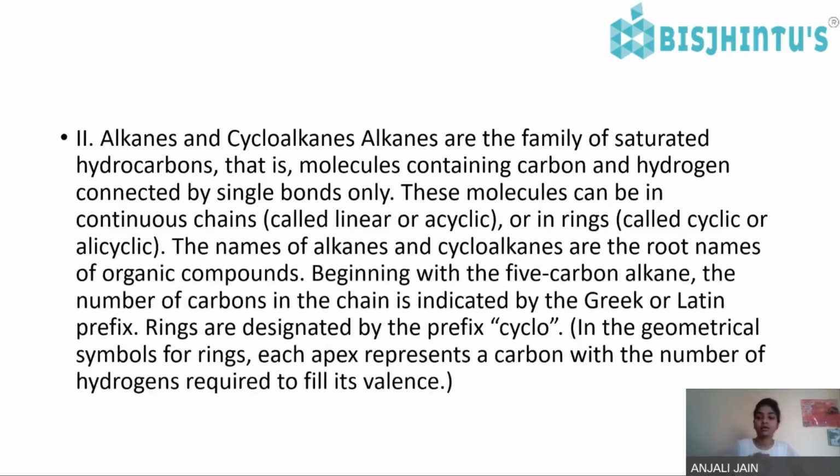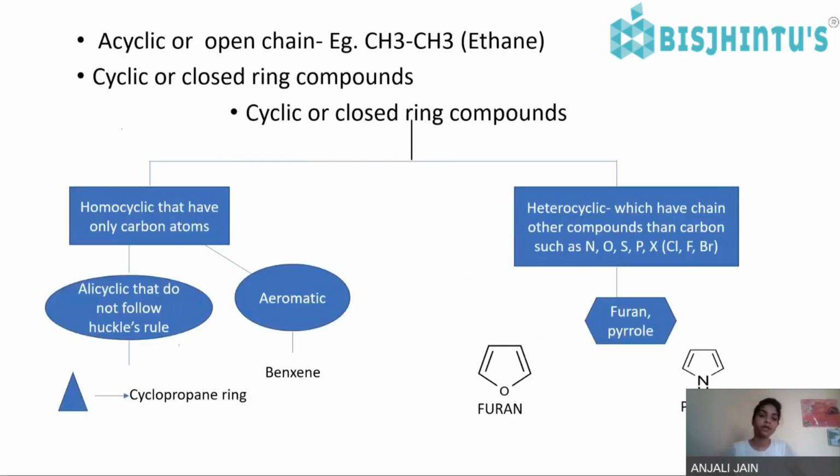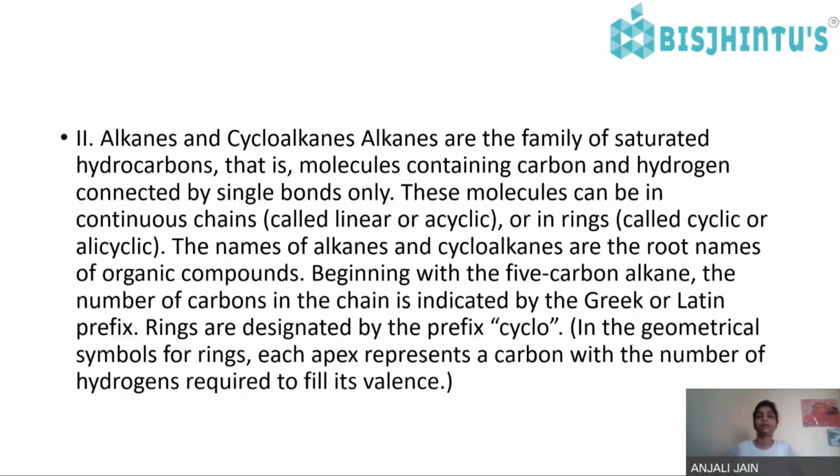Alkanes are saturated hydrocarbons, meaning they don't have any double or triple bond. These are molecules containing carbon and hydrogen connected by single bonds only. These molecules can be in a continuous chain, in a linear or acyclic form. Just now we read about the acyclic form. They can be in the linear or acyclic form, or in the ring form, cyclic or alicyclic, like cyclopropane, cyclopentane. Ethane, we cannot make as a ring because it has just two carbons.